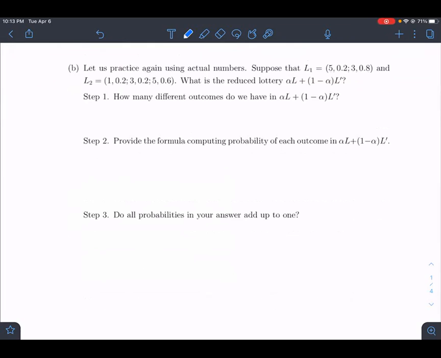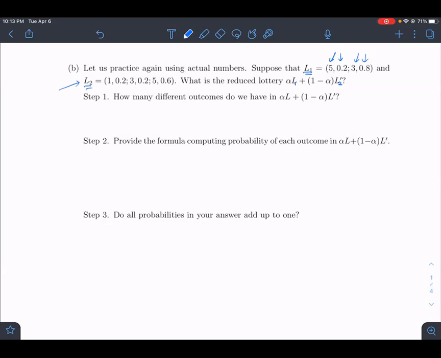Second question. This one is using actual numbers. Sometimes it is really helpful to go through questions with actual numbers. So if you see a question like this, mix two lotteries, L1 and L2. These are my recommended steps. In this question, the first lottery has outcome 5 with attached probability 0.2. For the second outcome, 3, the probability that 3 is realized is 0.8. In the same way, we have the second lottery, L2.